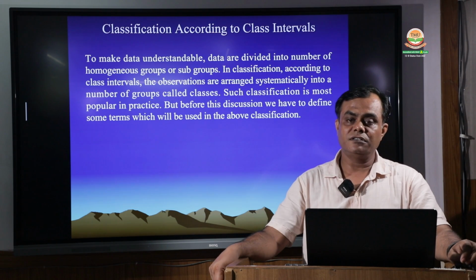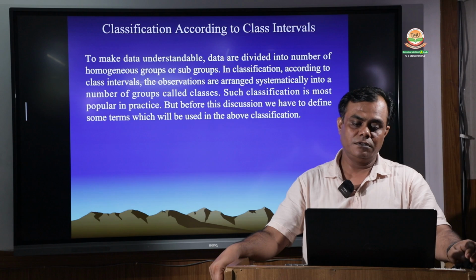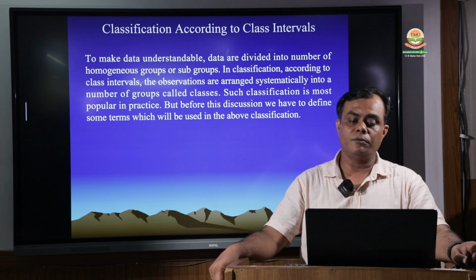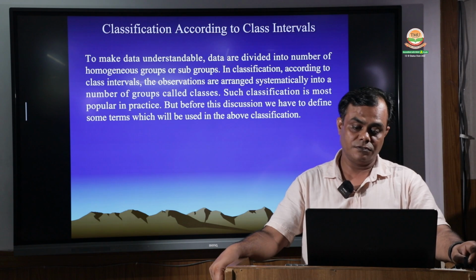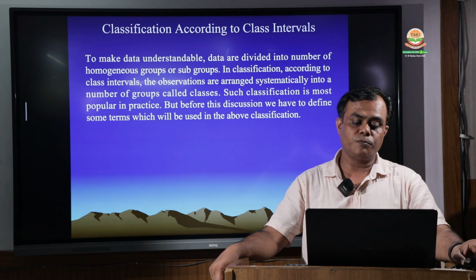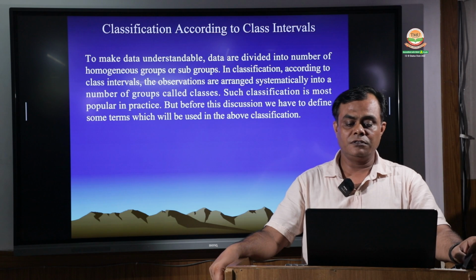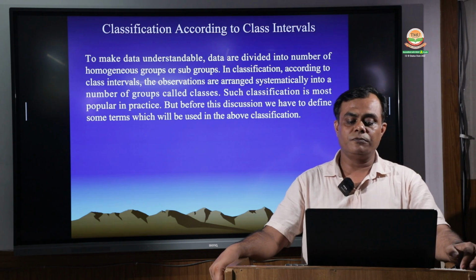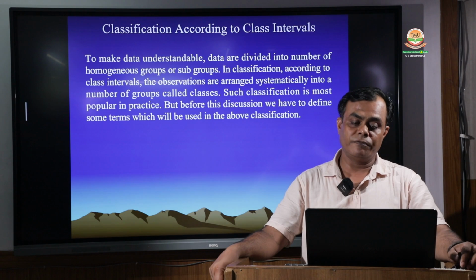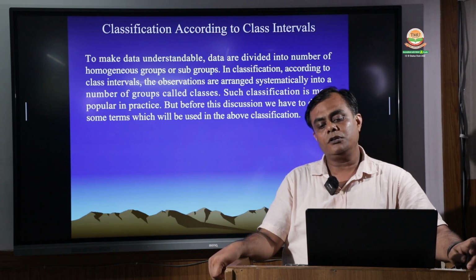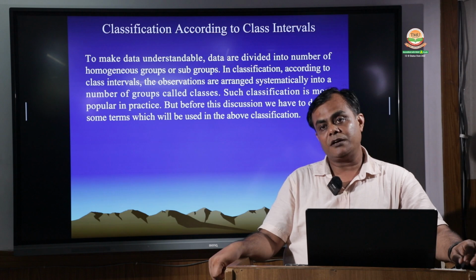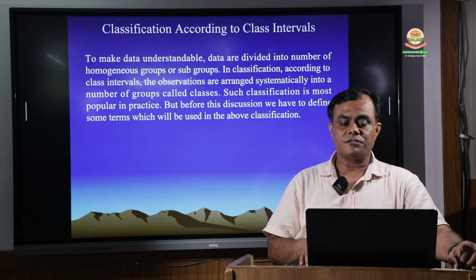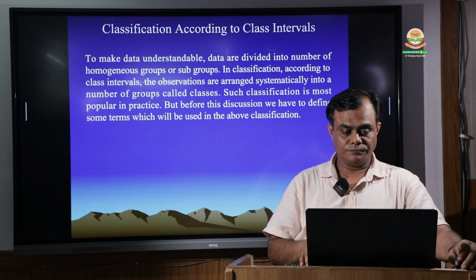In classification according to class interval, the observations are arranged systematically into a number of groups called classes. Such classes are most popular in practice, but before the discussion we have to define some terms which will be used in the above classification. So according to the class interval, we build an understanding of classification with the class interval.